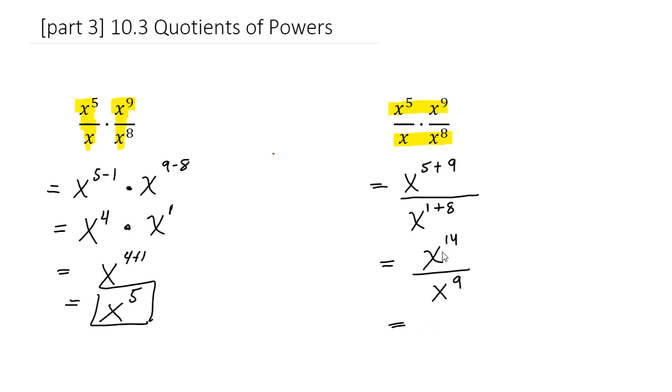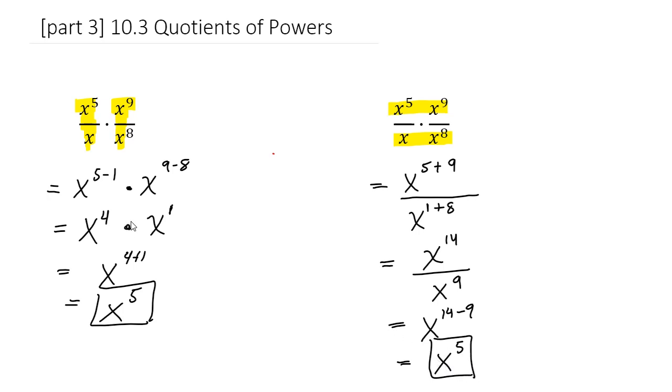And at the end, I take care of the quotient. So that means that x will be to the 14 minus 9. And that means that x should be to the fifth. So the answers are the same.